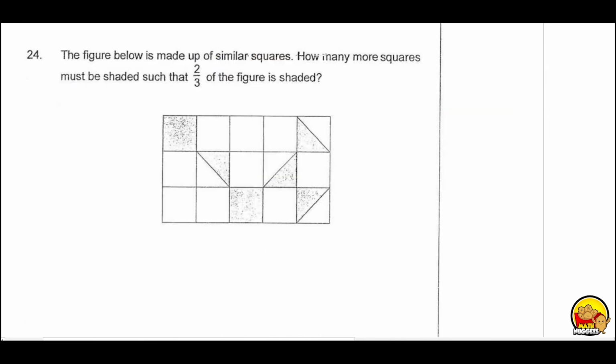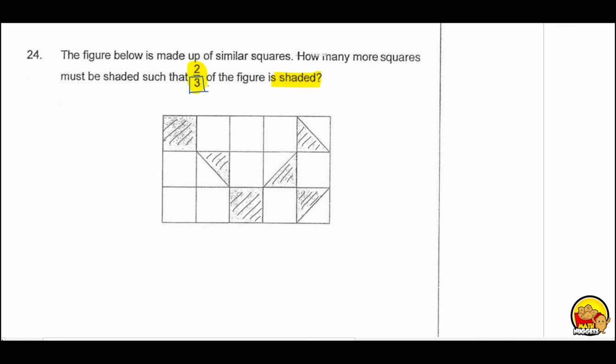Question 24, the figure is made up of squares, similar squares. How many more squares must be shaded such that 2/3 of the figure is shaded? At the moment, how many squares do we have shaded? Or should we be looking at triangles? I think we need to look at them as triangles. No, wait. The 2 triangles make up 1 square. Okay, so that's fine. Okay, so 2/3 of the figure.